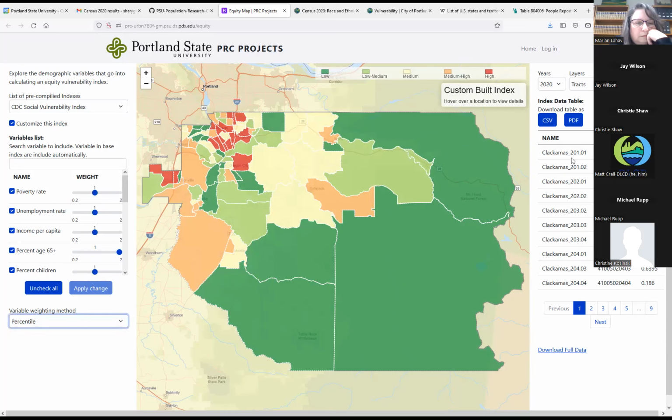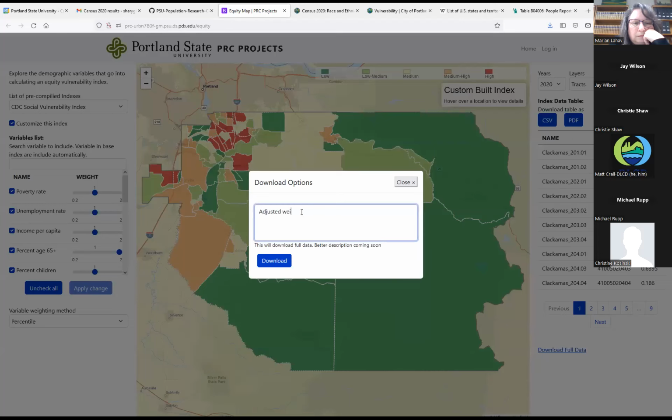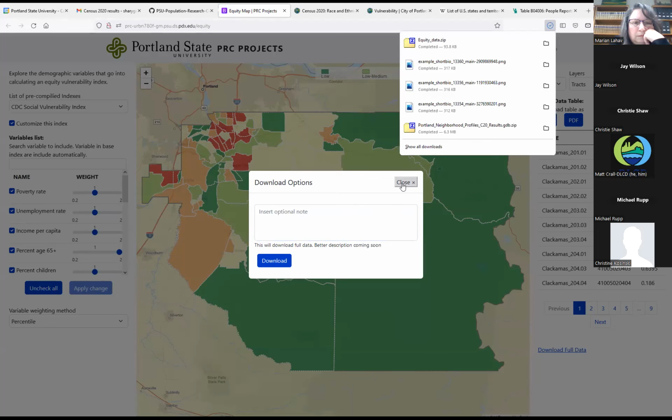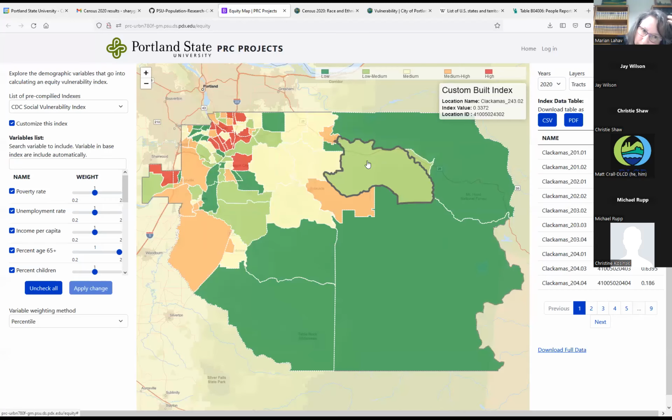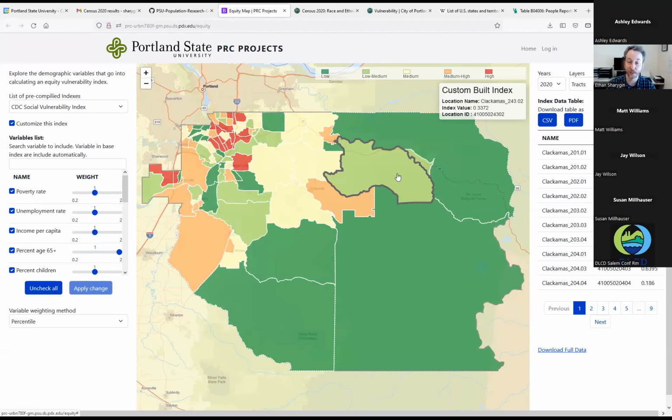And you immediately get a new index for all of the geographies that you've looked at, which you can then download, add a note to say adjusted weights on 65 plus, removed percent without high school graduate. And then you'll get a file that has a GeoJSON object, which contains the data that can be brought right into your GIS, as well as that note which you saved.